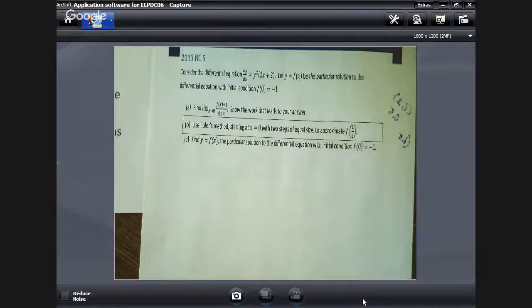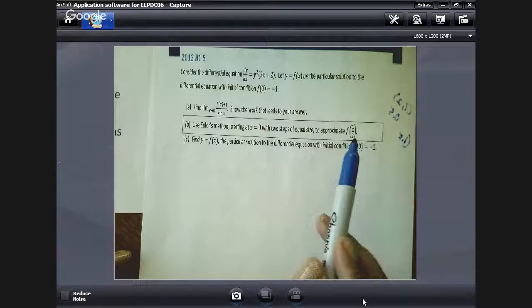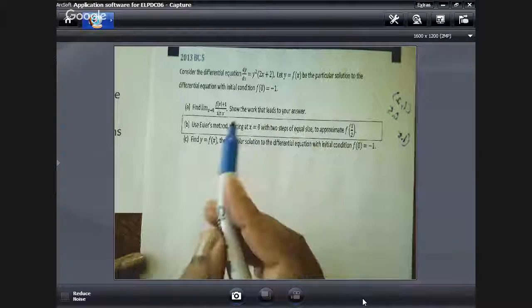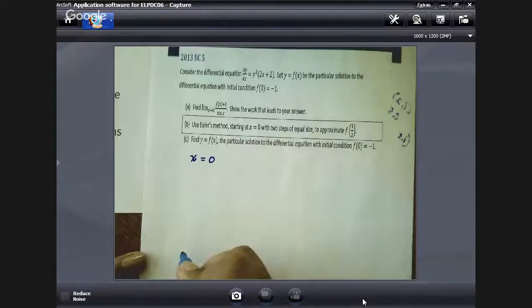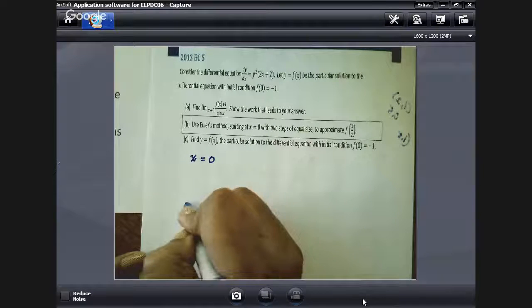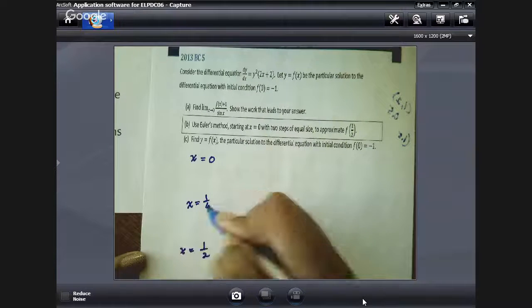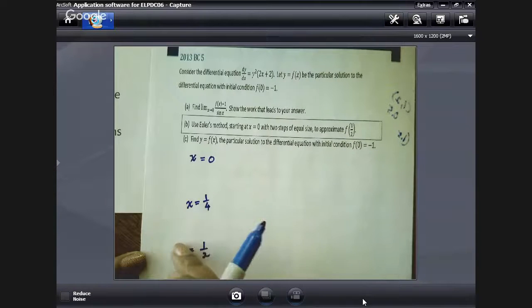In part B, they want us to use Euler's method starting at x equals 0 with 2 steps of equal size to approximate f of 1/2. Well, the first thing I need to do is, if I'm taking 2 steps of equal size, starting with an x value of 0 and ending with an x value of 1/2, then halfway between those would be 1/4, and that way I'm taking 2 steps of equal size.